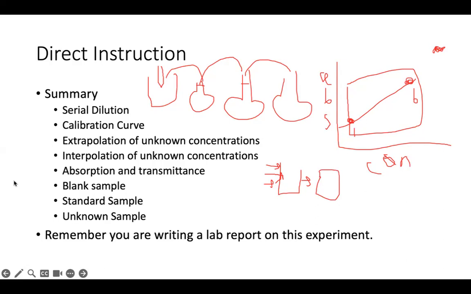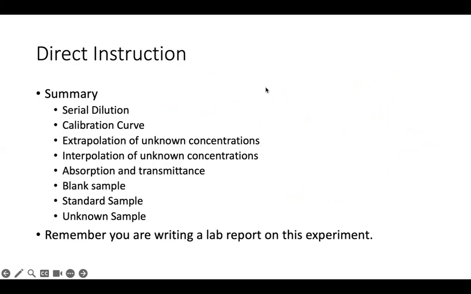Our blank sample is a sample that contains everything that we used in our samples and our standards minus the analyte. This serves to remove anything in our solution, especially in the solvent, that might cause absorption of light that is not caused by phosphate. So this will minimize absorption that is not caused by the analyte.